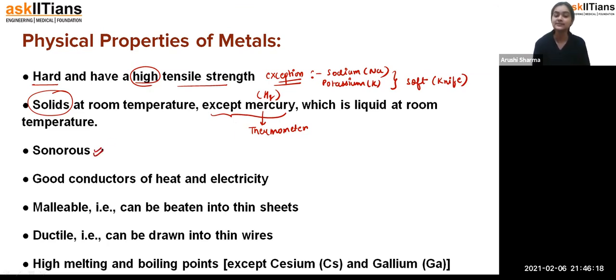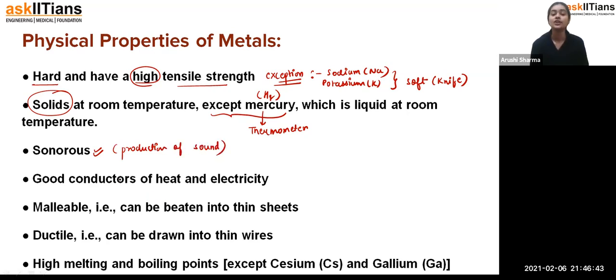Sonorous. So yes, metals are sonorous in nature. For example, in temples we have bells, and we just go and ring those bells. What are they made of? They are made of metal only, and they are very strong in nature as well. That means they are able to produce sound.